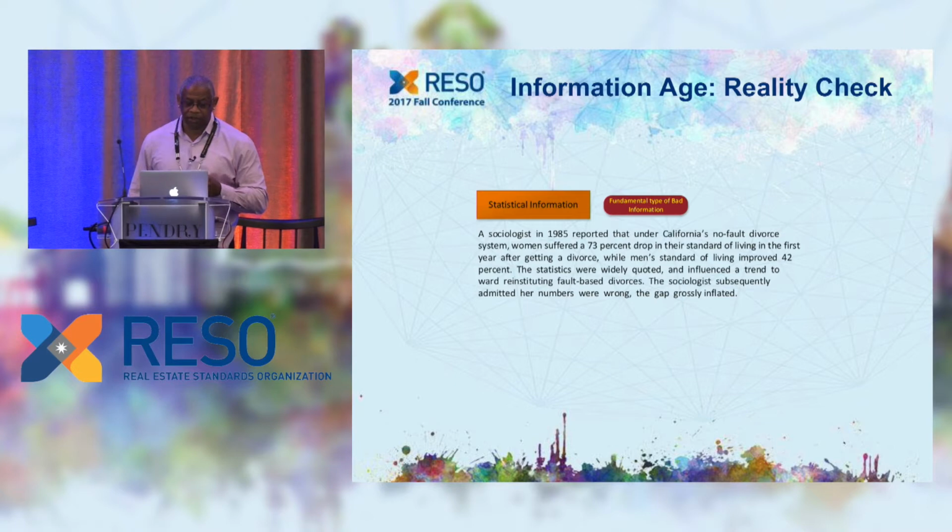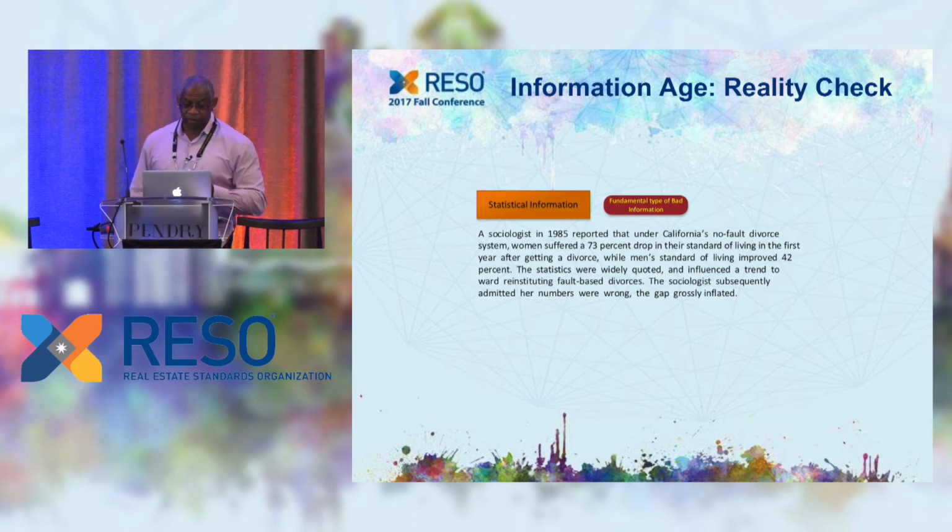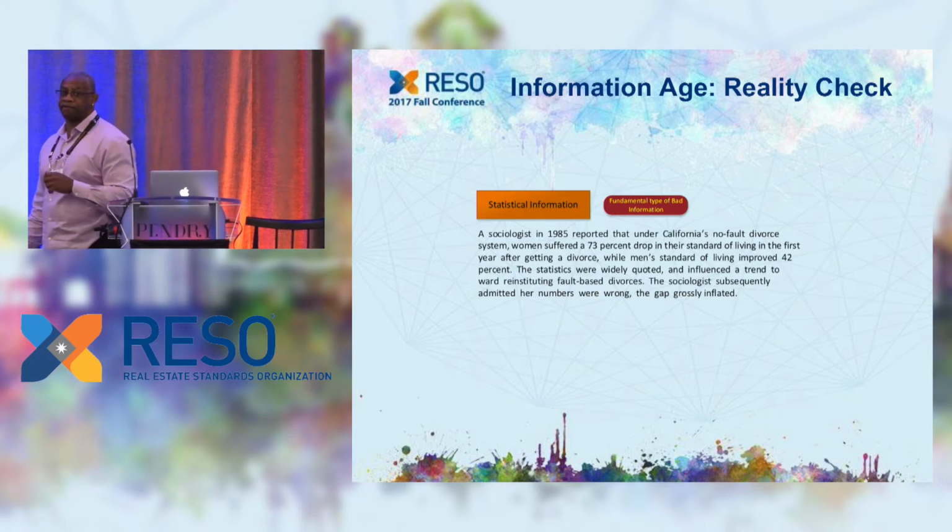A sociologist in 1985 reported that under California no-fault divorce system, women suffered a 73% drop in their standard of living in the first year after getting a divorce, while men's standard of living improved 42%. The statistics were widely quoted and influenced a trend towards reinstituting fault-based divorces. Sociologists subsequently admitted that her numbers were wrong. The gap grossly inflated. Okay, so this is statistical information. This is another type of bad information.